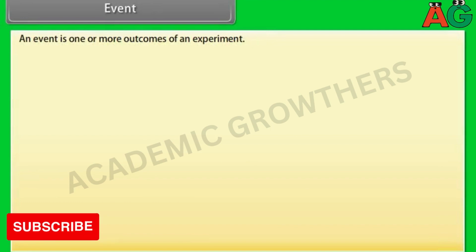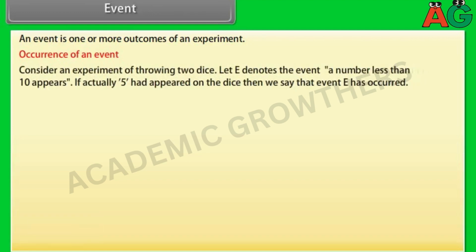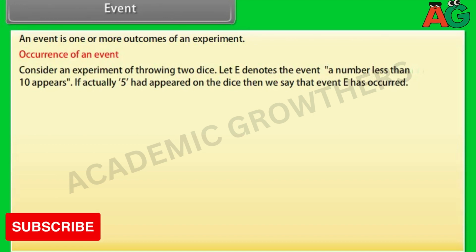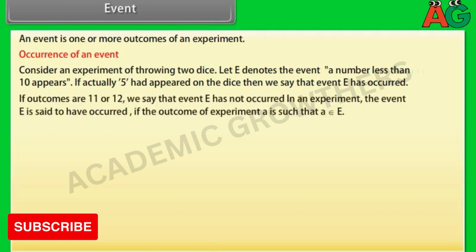Event. An event is one or more outcomes of an experiment. Occurrence of an event. Consider an experiment of throwing 2 dice. Let E denote the event a number less than 10 appears. If actually 5 had appeared on the dice, then we say that event E has occurred. If the outcomes are 11 or 12, we say that event E has not occurred. In an experiment, the event E is said to have occurred if the outcome A of the experiment is such that A belongs to E.